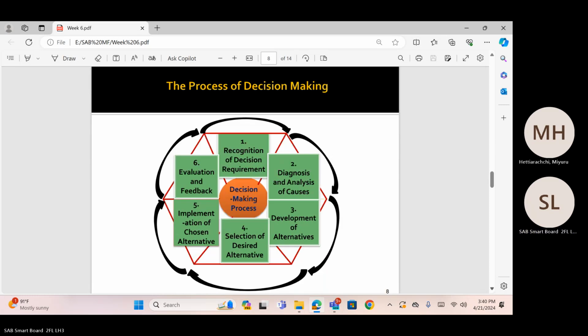Right. It involves these 6 steps working as a cycle. As I mentioned orally, after the first one, the decision maker should identify the decision making requirement. There should be a need to make a decision. The problem should be identified. Right. Then the root cause should be identified with root cause analysis, which comes to the second stage.